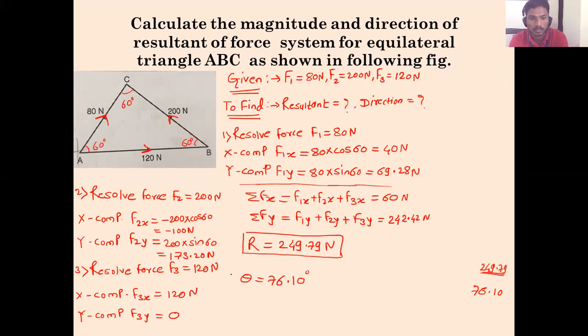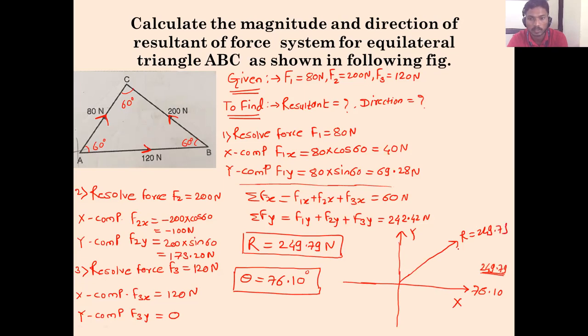As it is coming positive, how do we have to measure this angle? Anti-clockwise. Okay. So here there will be the x-axis, here the y-axis. And 76 means in which quadrant will that angle come? First quadrant. R is 249.79 and here theta equals 76.10 degrees. So note down this.